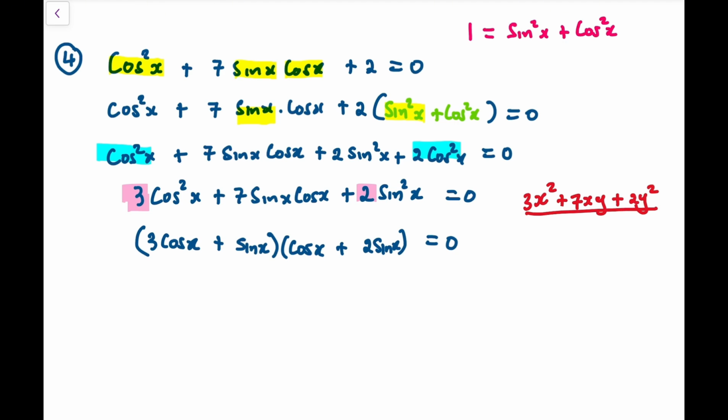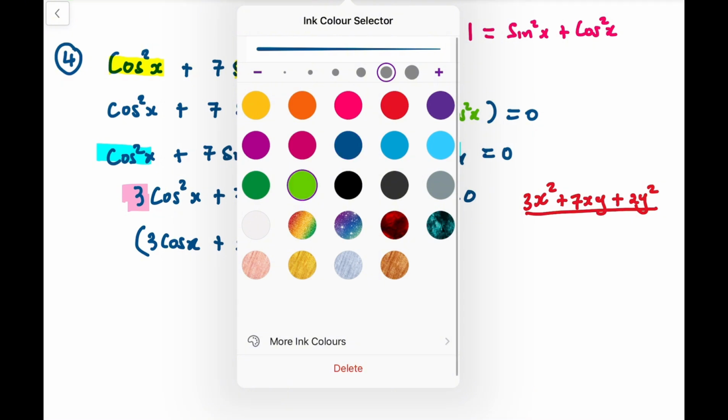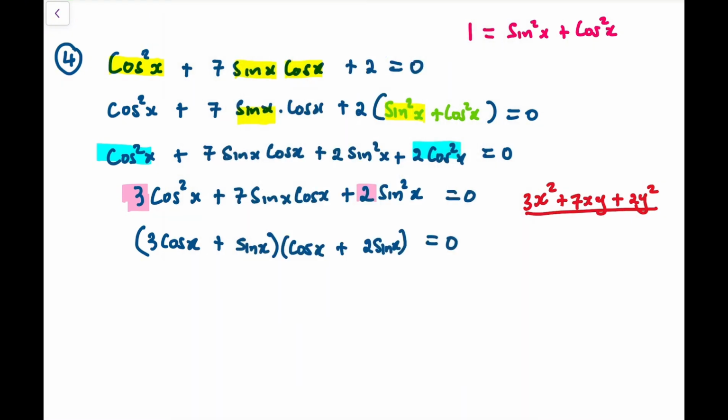Now we have a product that is equal to 0. So that simply means 3 cos x plus sine x is equal to 0, or cos x plus 2 sine x is equal to 0. Again, you'll notice that these two angles, they match, and then you have cos and sine. Even these two angles, they match. So you can always take these two tangent. You can divide it throughout by cos x.